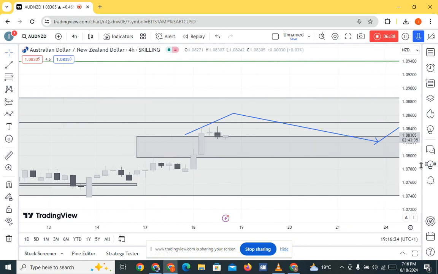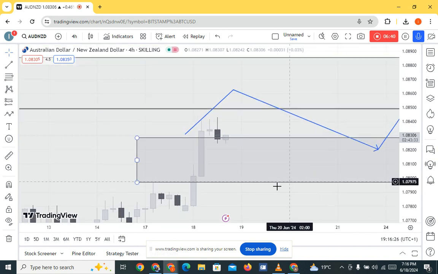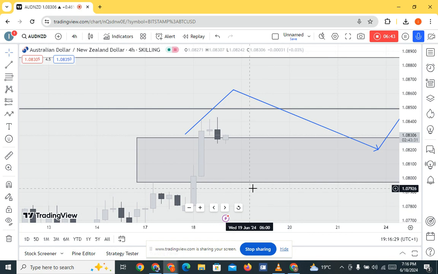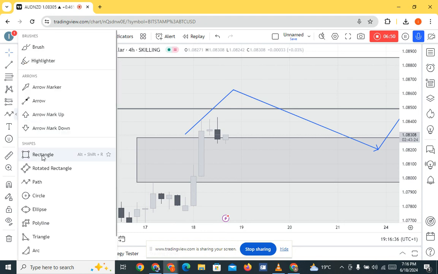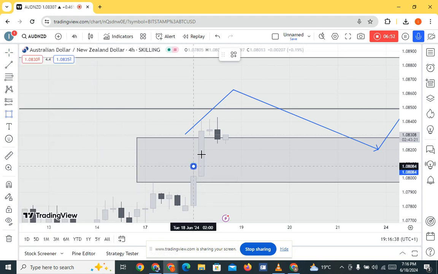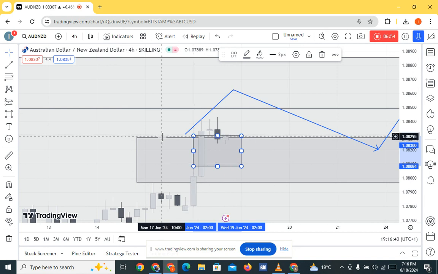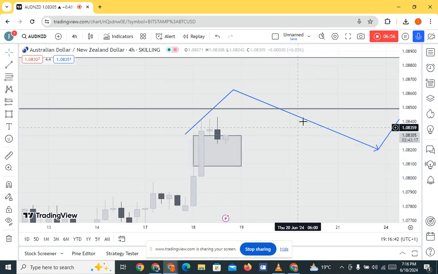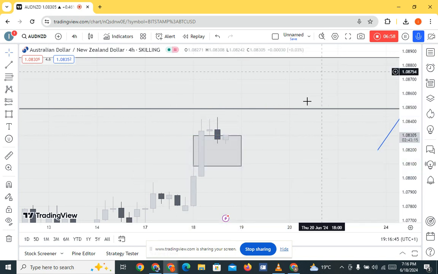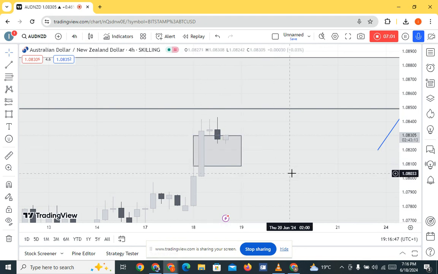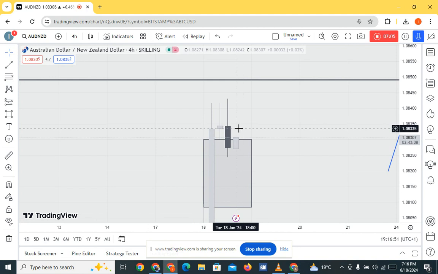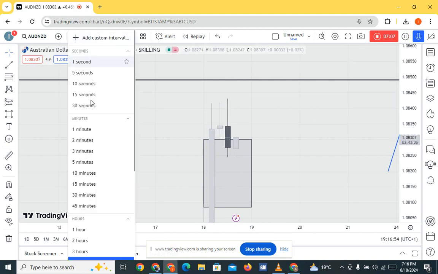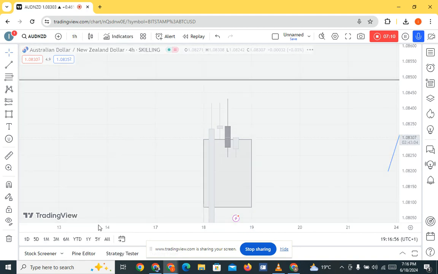you can go down to the 4 hour. In the 4 hour we do have this fair value gap created right here. Let's cancel this one, and let's cancel this one as well. So we have this fair value gap created right here, and now we are seeing a rejection out of it. So what we do is we go down to the 1 hour.